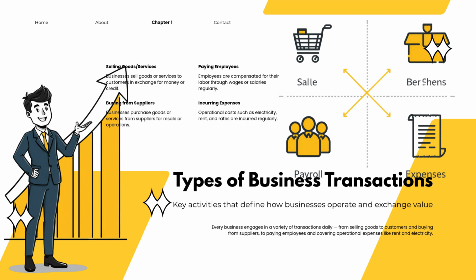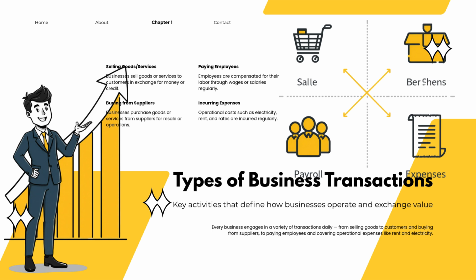Buying from suppliers. In order to sell or provide a service, they need to purchase goods themselves. Suppose you are creating furniture; in order to create that chair or table, you need resources, raw materials like metal and wood. So you are buying them from suppliers. That results in another form of business transaction.